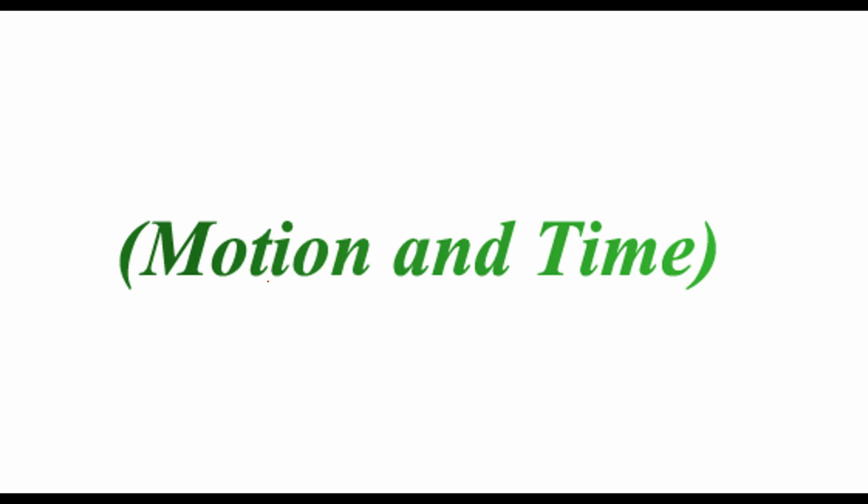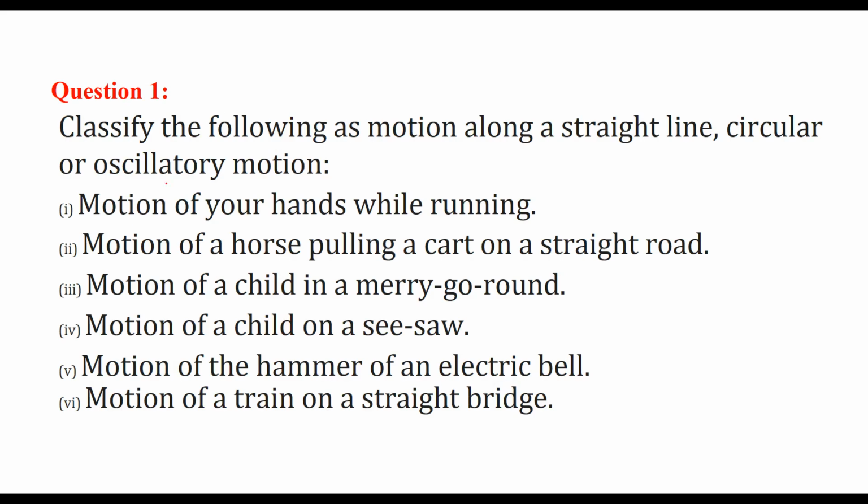Motion and time. We are taking question answers on that. The first is: classify the following as motion along a straight line, circular, or oscillatory. Motion of your hand is oscillatory. Motion of a horse pulling a cart on a straight road is straight motion. Motion of a child in a merry-go-round is circular.